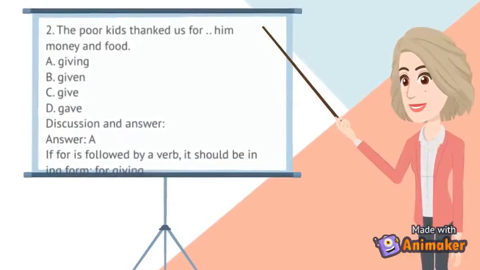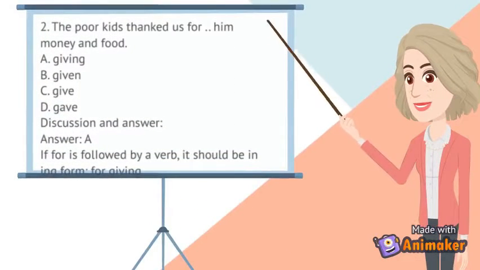2. The poor kids thanked him for blank money and food. A. Giving. B. Given. C. Give. D. Gives. Discussion and answer. Answer is A. If a preposition is followed by a verb, it should be in the form of gerund, beginning from giving.